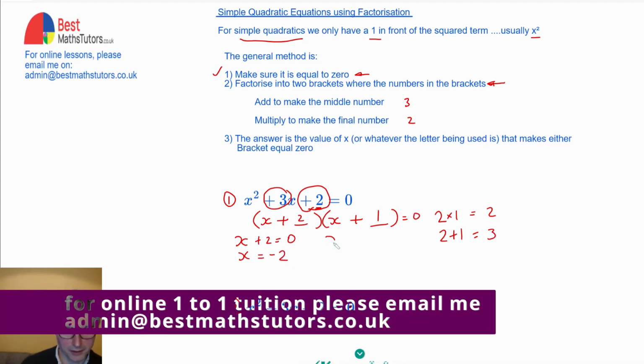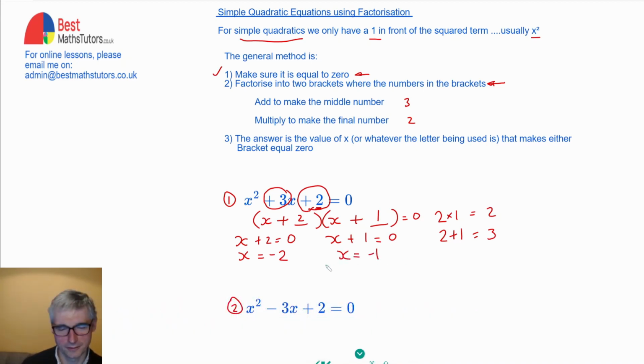And for the second bracket, we want x plus 1 to equal 0. And the value of x that would make that the case would be that x was equal to minus 1. So there are two solutions. So for quadratics, you do usually get two solutions as well. It can be surprising, but we do get two solutions for these.